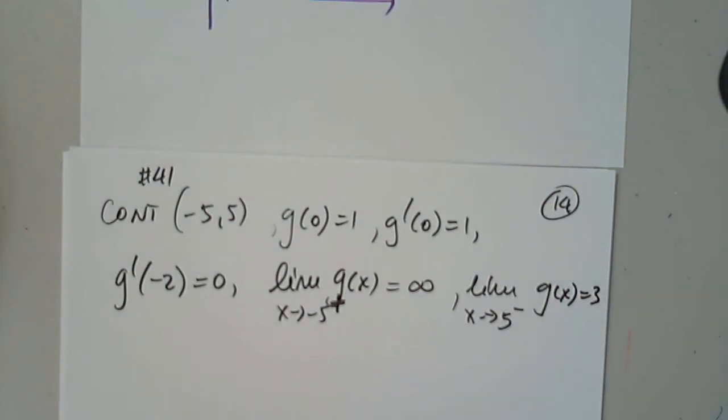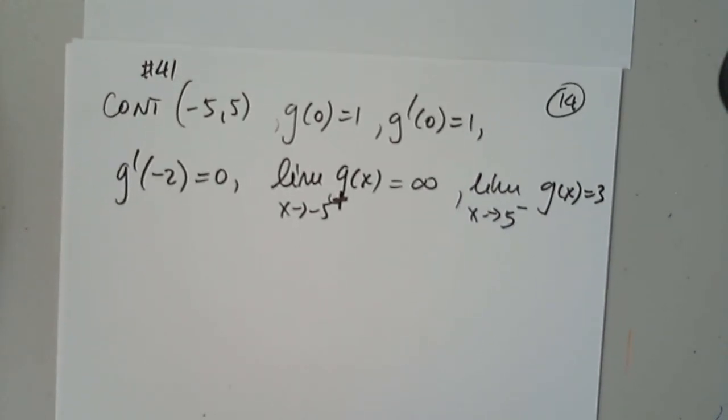The limit as x approaches 5 from the left of g of x is 3. Let me check, I copied correctly. It is continuous on its domain, yes. G of 0 is 1, yes. G prime of 0 is 1. G prime of -2, and the limit from the left is infinity, and the limit from the right is infinity, the limit from the left is 3. Okay, good. Sorry about that.